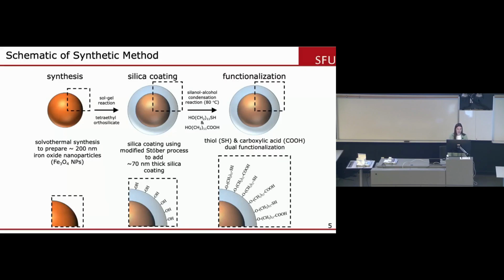This thin layer of silica still allows for the magnetic and thermal properties of these core materials to be used in further processes. Then we do the silyl alcohol condensation at an elevated temperature of 80 degrees and attach functional molecules. The ones that I used for this dual functionalization that I'll show to you today were thiol-terminated and carboxylic acid terminated.